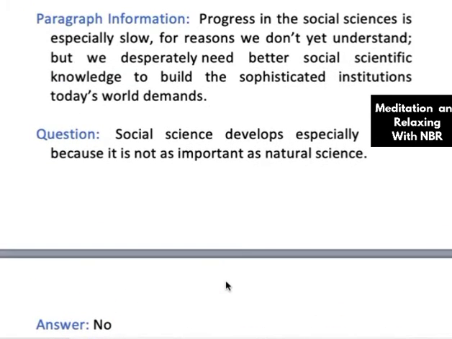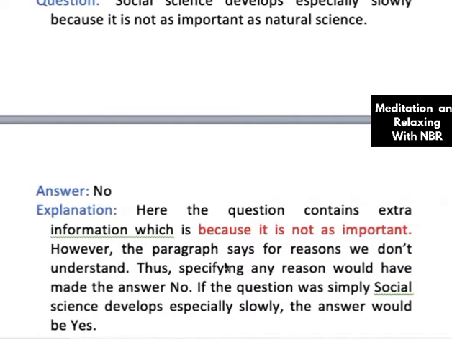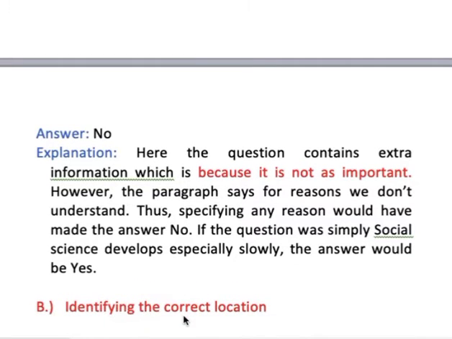So the question says, social science develops especially slowly because it is not as important. So the paragraph says for reasons we don't understand. So in the passage, it says that the reasons we don't understand, and here the question says because it is not as important. So the question is giving a reason, and the paragraph says for reasons we don't understand. Thus, specifying any reason would have made the answer no. If the question was simply social science develops especially slowly, the answer would be yes. So that is why the answer is no.